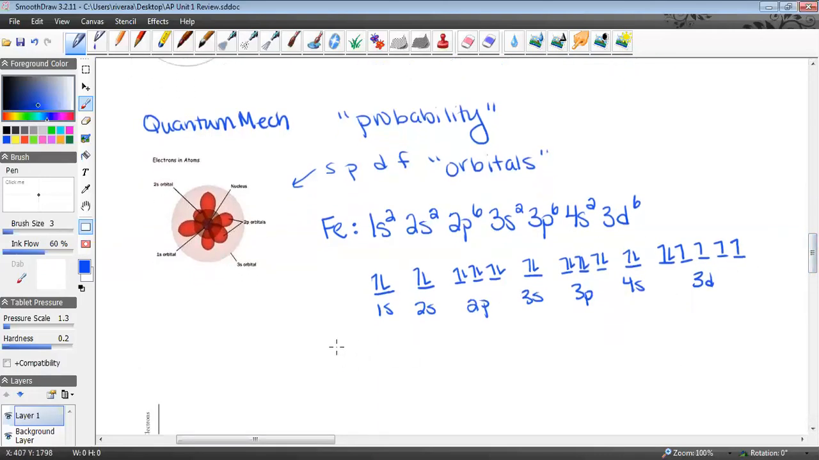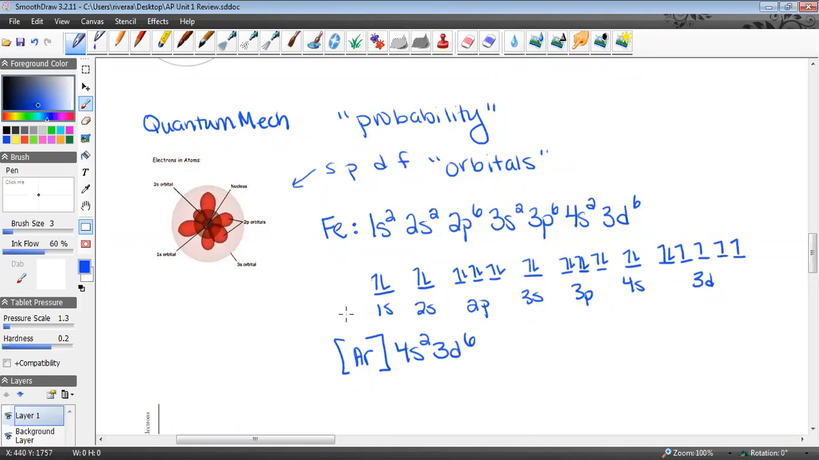And we can also do a shorthand notation where we put the noble gas that comes before iron into brackets. That noble gas is going to be, I think, argon, and then we write the configuration that comes after.